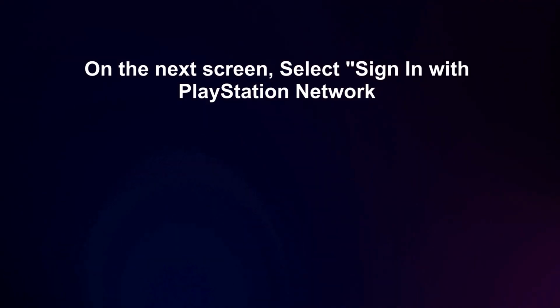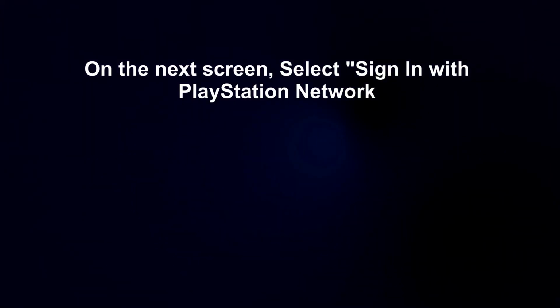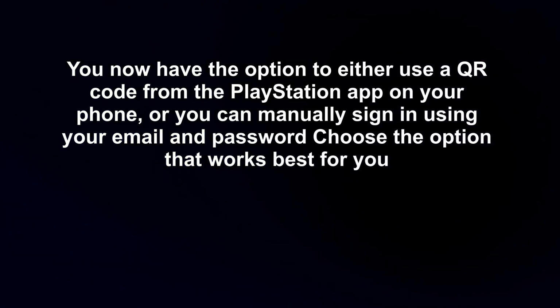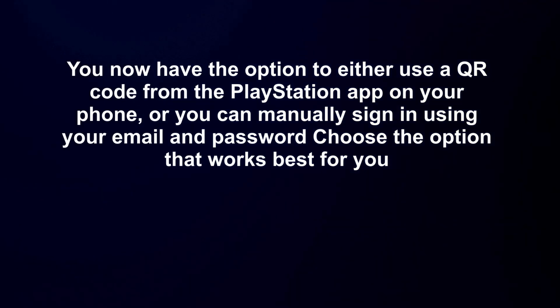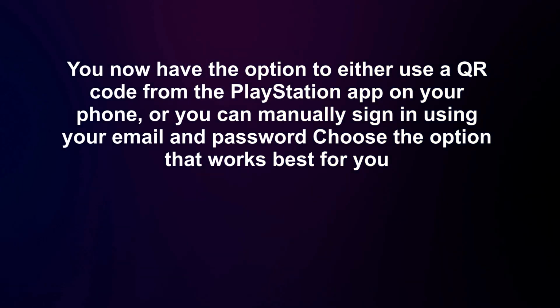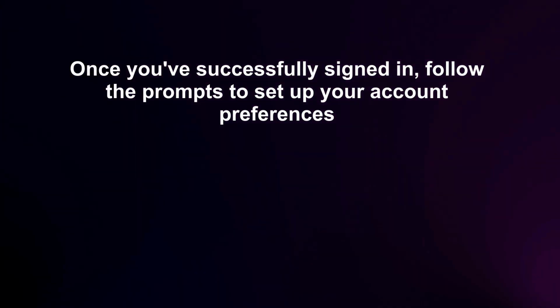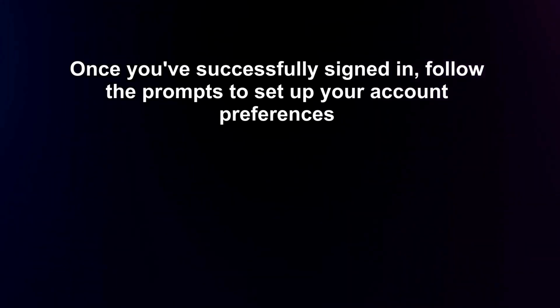On the next screen, select sign in with PlayStation Network. You now have the option to either use a QR code from the PlayStation app on your phone, or you can manually sign in using your email and password. Choose the option that works best for you. Once you've successfully signed in, follow the prompts to set up your account preferences.